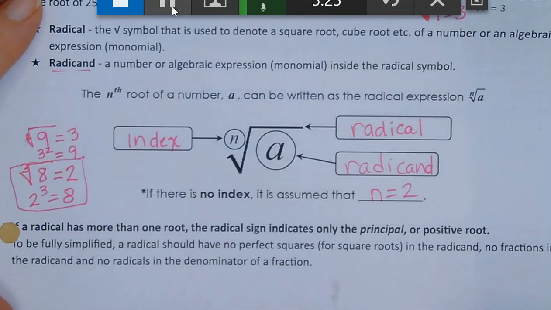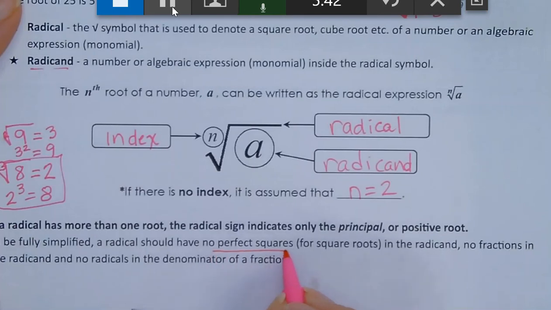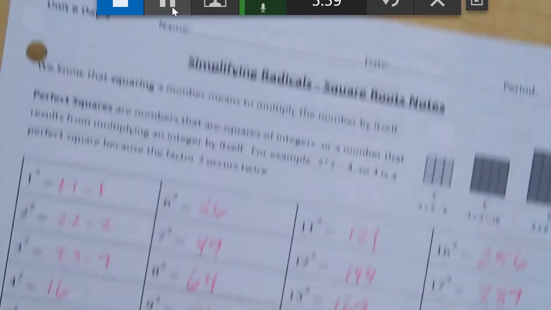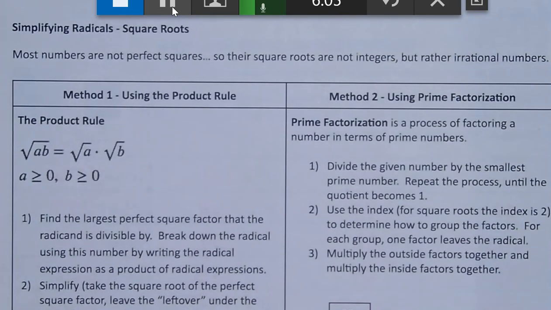Okay, so to be fully simplified, a radical should have no perfect squares left inside, because if you leave a perfect square inside a radical, you're leaving math for your math teacher to do, and we don't want to do that. Okay, also, no perfect squares as factors underneath there, and no fractions in the radicand, and no radicals, so no square root or cube root or any root in a denominator. So more rules for you. Let's take a look. We're going to do some of these problems just following rules.